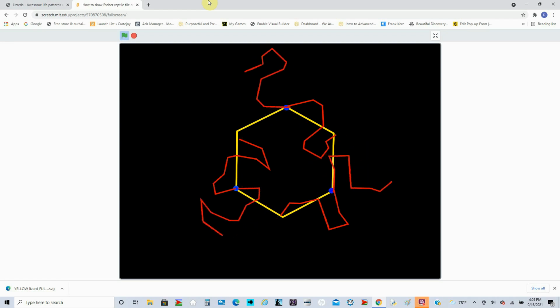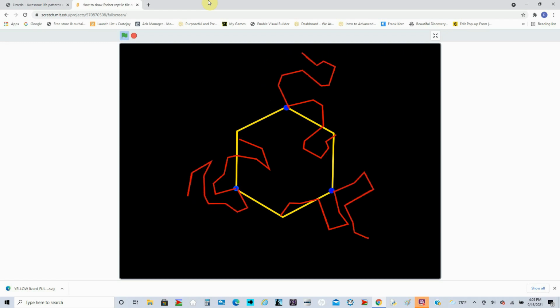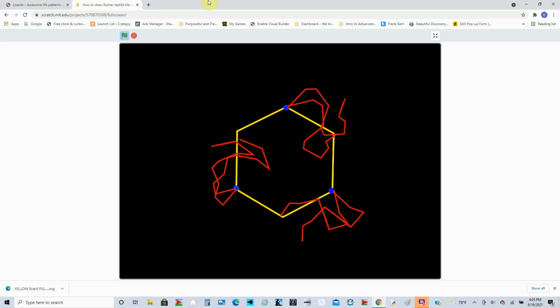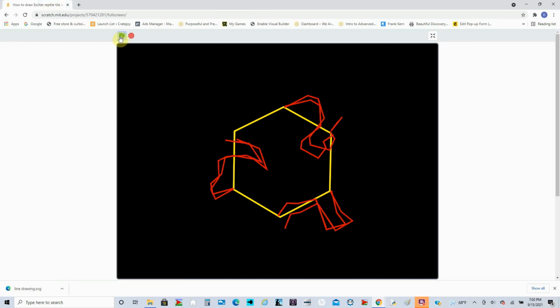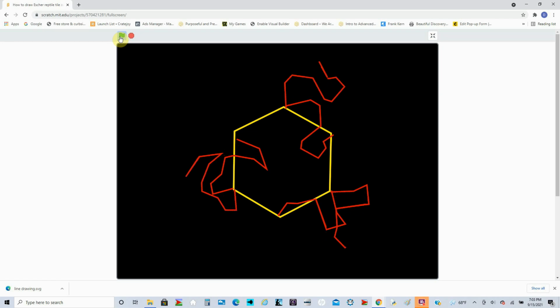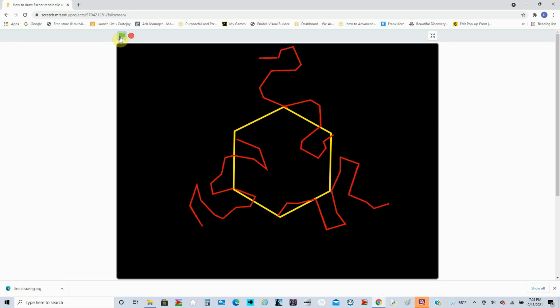So I used Scratch to rotate these little shapes. Then I added, at the end, a little outline of the inside of a lizard pattern based on the MC Escher lizard tiling. Actually, he called it reptile.